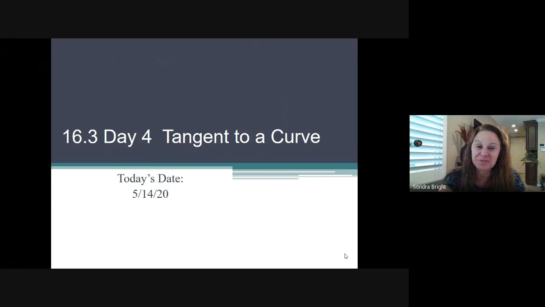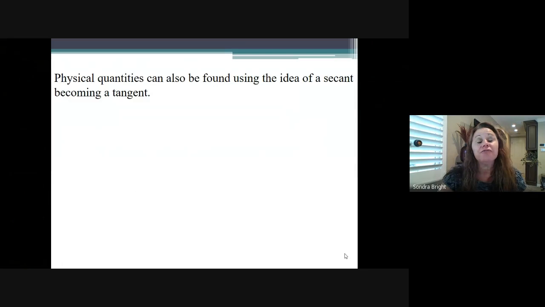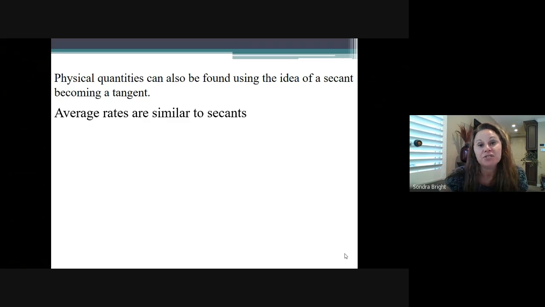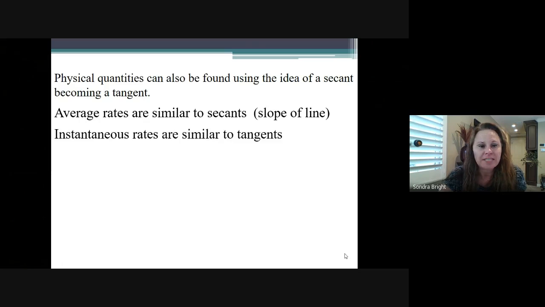More tangent to a curve, but we're going to do a little bit of a step up in the type of problems you're going to see. Physical quantities can also be found using the idea of a secant becoming a tangent. If they ask you for the average rate of change, like the average speed or average velocity, it's going to be the secant line, or the slope of the line between the 2 points.